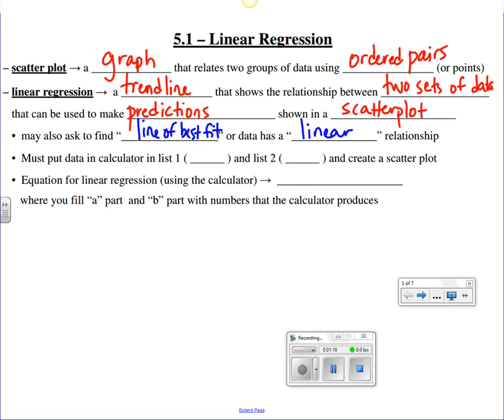All right, so we did this yesterday. You put the data in the calculator in list 1, which the calculator calls L1, and list 2, which the calculator calls L2, and you create a scatter plot. The equation for linear regression using the calculator is y equals ax plus b, where you fill in the a and b part with numbers that the calculator produces. If you need to, pause this video so that you have more time to fill in your blanks.